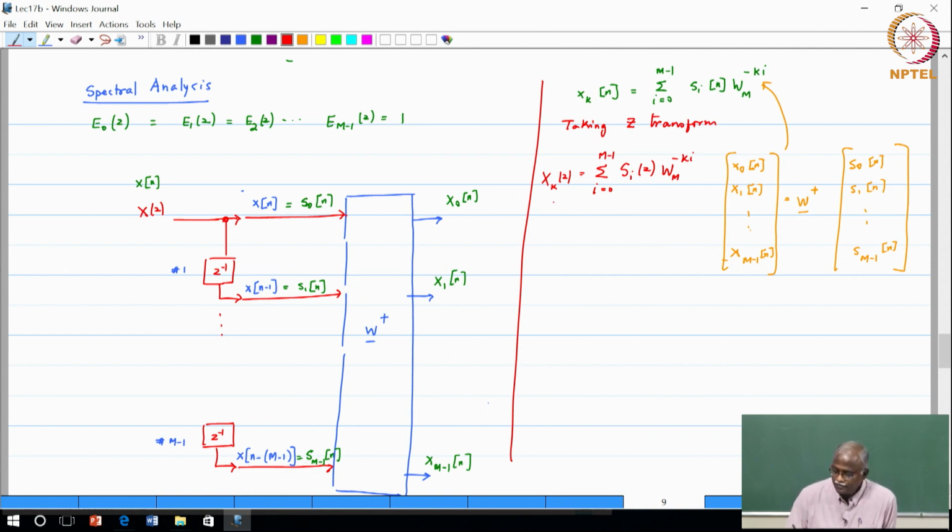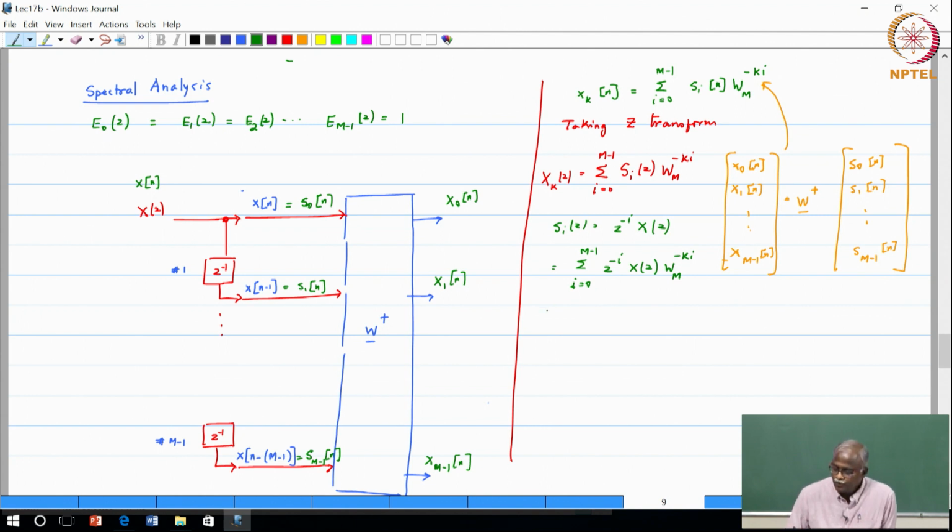Now what is Si of z? Si of z is nothing but z to the power minus i times x of z. So if you now substitute back into this equation, then it becomes the summation i equal to 0 to M minus 1, of z to the power minus i times x of z times W to the power M minus ki.